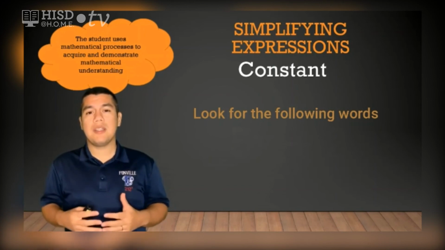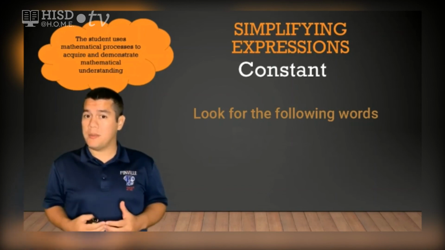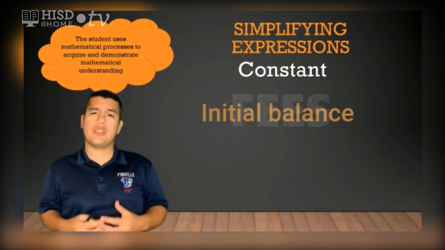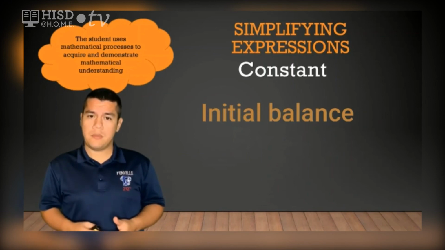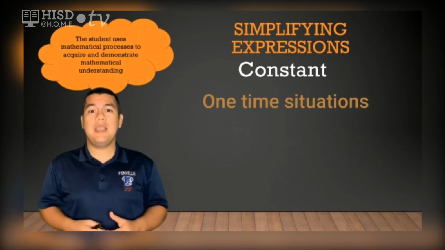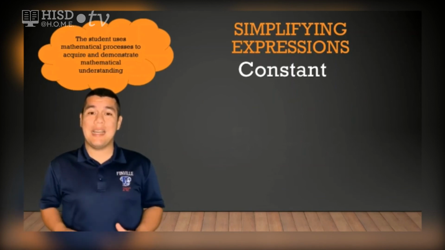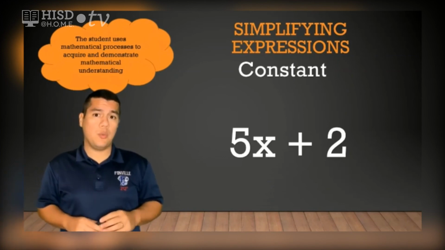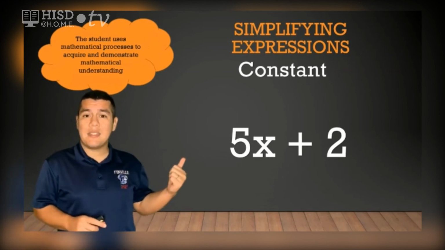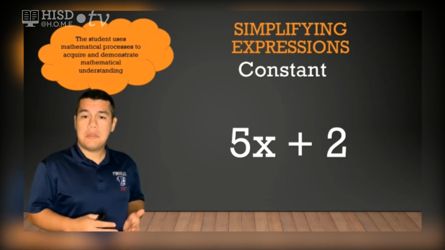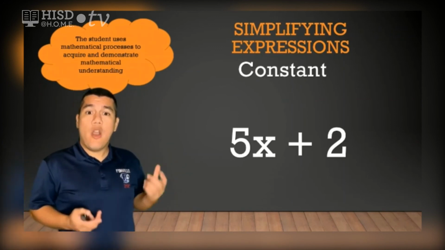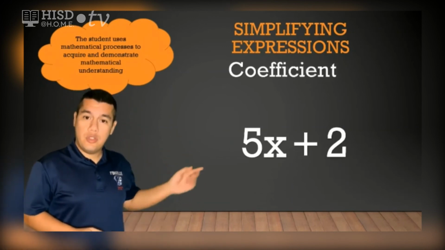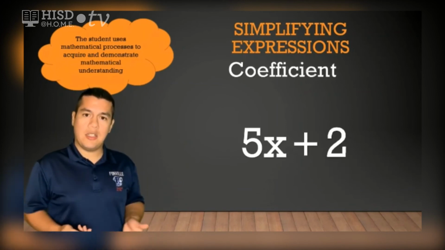When we talk about a constant in an expression, we are just talking about the number in that expression that does not change. This can be any number that doesn't have any type of variable. So let's see our example. It says 5x plus 2. Over here, the x is a variable that can be any number. The only number here that is not going to change is the number 2. And that is going to be our constant.